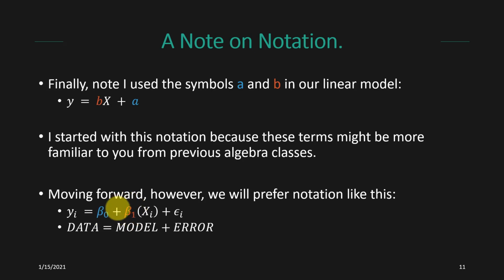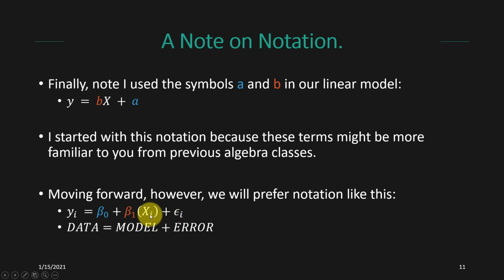Plus beta 1. Beta, again, is just a general notation for a parameter that we're estimating in the regression model. But in this case, beta 1 is being multiplied by x, so beta 1 is a slope, whereas beta 0 is an intercept. And then finally, we're going to have an error term, which is indicated by the Greek letter epsilon.